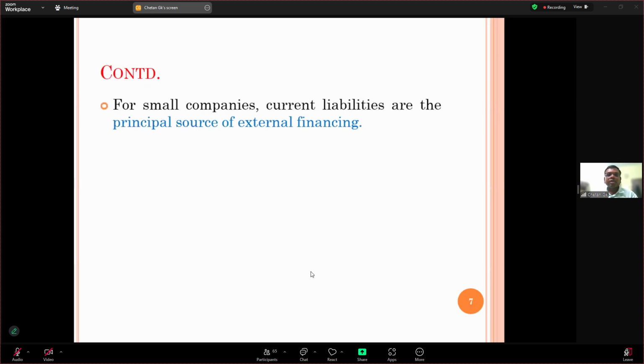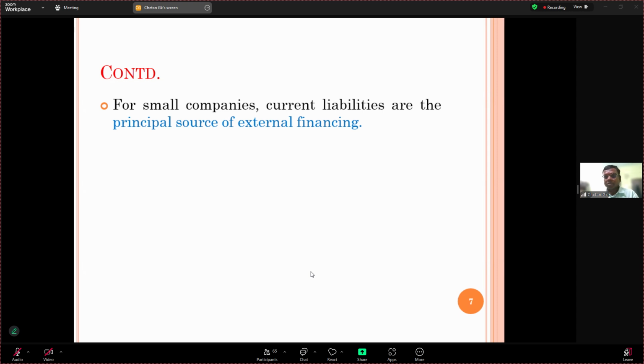For small companies, current liabilities are the principal source of external financing. Supposing that I have a grocery shop, my strong source of external financing is supplier credit only. I take 2 bags of tur dal, 2 bags of wheat, or maybe 1 bag of jeera, and I ask for credit terms: in 30 days, or say 60 days, I'll return your money. In those days I make sales out of it, and the money I generate I use for my funding activities.